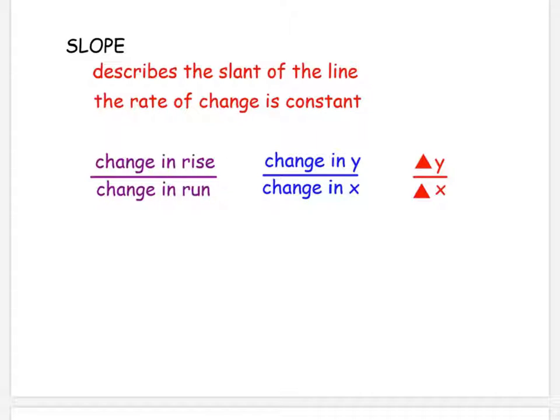If we have a grid, remember if you're graphing, your grid looks like that, where this is the x-axis, the one that goes horizontal, and the one that goes vertically is your y-axis. So the change in rise goes up and down. The y-axis is what goes up and down, so that's the change in y, and x is what goes across. When you run horizontally, that's the change in x. So we can say it's the change in y over the change in x.